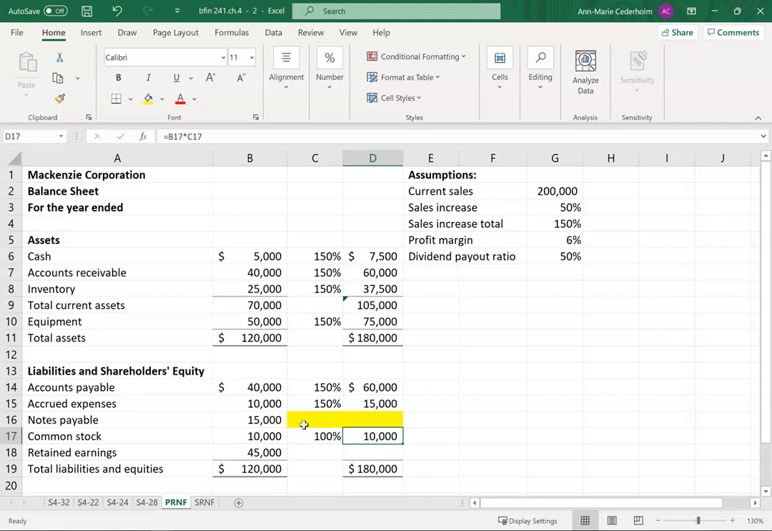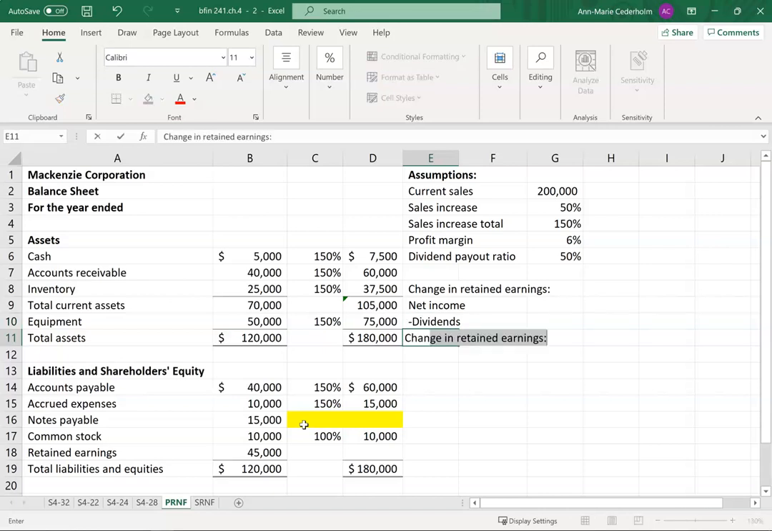Now retained earnings can be a bit tricky to calculate. And so I'm going to open up my retained earnings account. And I'm just going to find out the change. So change in retained earnings. So this is how we would calculate the change all of the time. So you know that you take your net income and then you subtract your dividends. That will give you your increase or decrease, or change, in retained earnings.